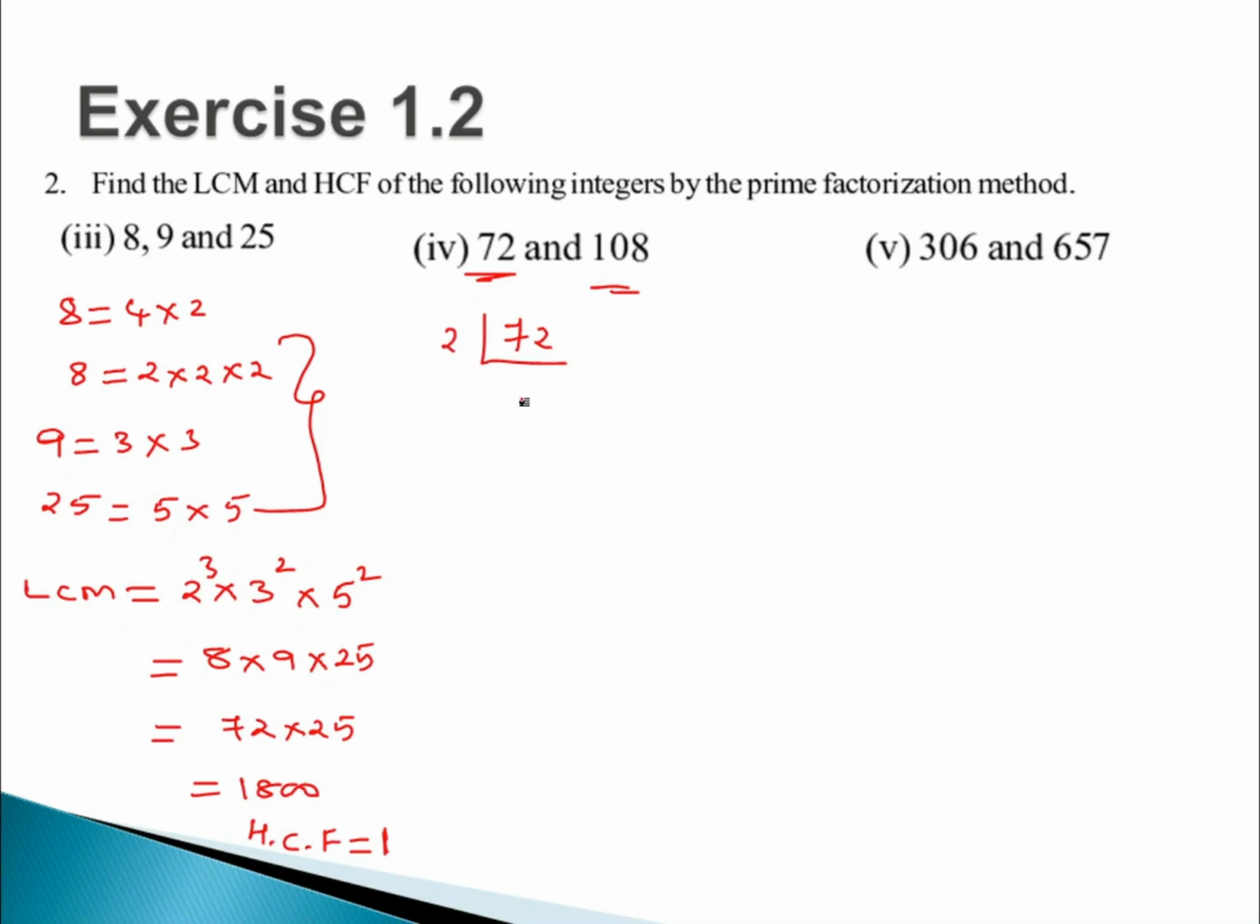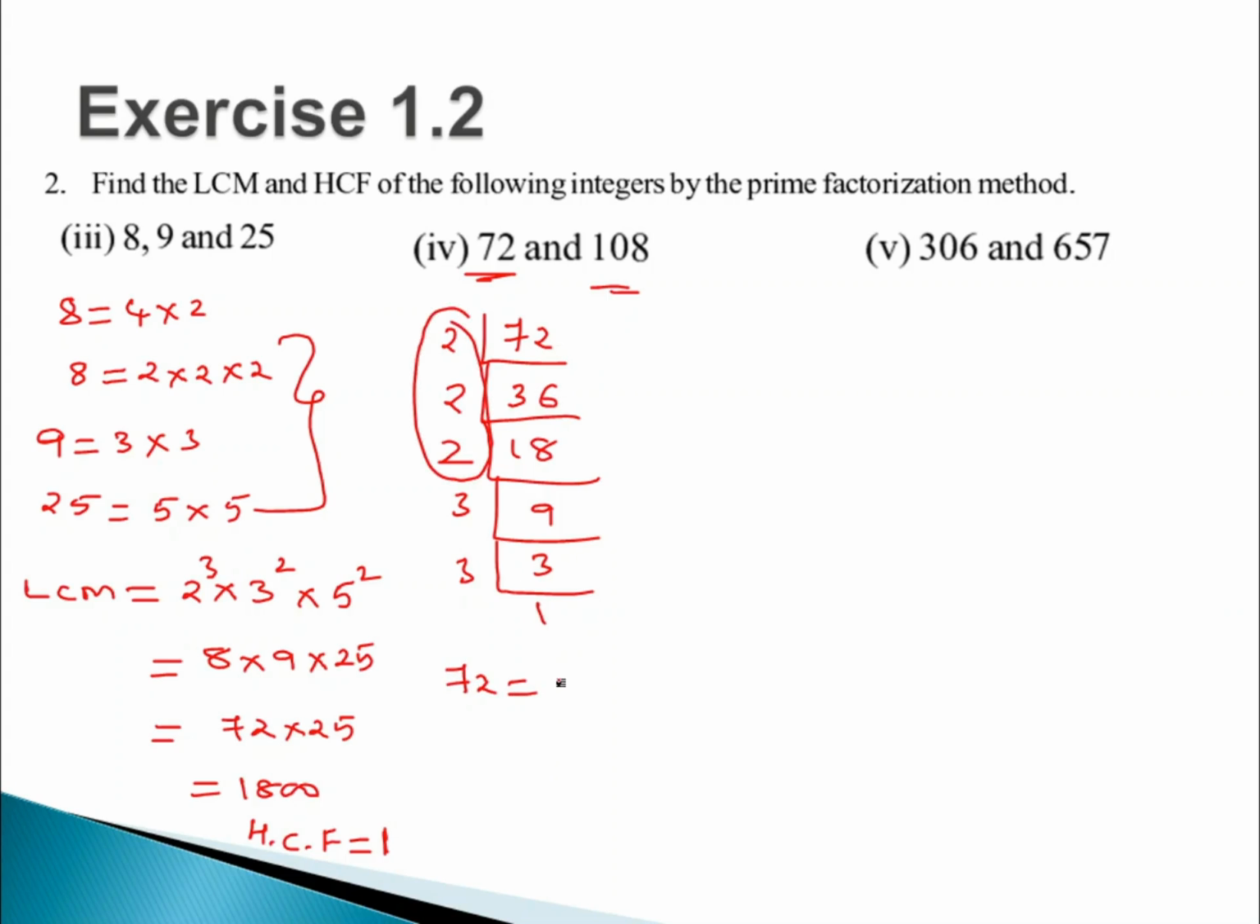So divide this one using 2, you will get 36. Also divide this by 2, it's divisible. And this is also divisible, but this is divisible in the 3 table. So when I'm doing this using the 3 table, 3 ones are 3. So how can I write 72? Look over here. I'm having a 2 cube and here I'm having a 3 square.